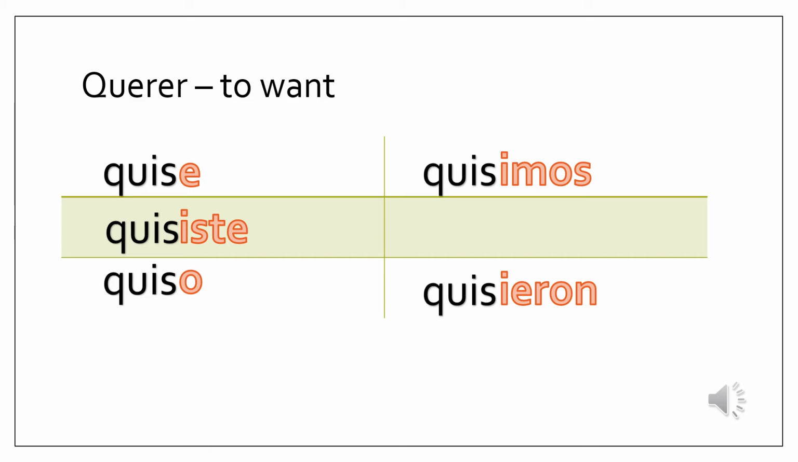Querer is very rarely used in the preterite tense, and when it's in the positive form, it means to try, and when it's in the negative form, no quise or no quisiste, it means to refuse to do something. So we don't see this verb very often in the preterite tense, but we still need to know how it changes.